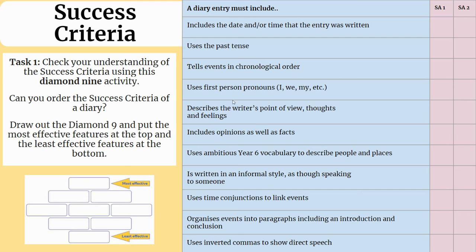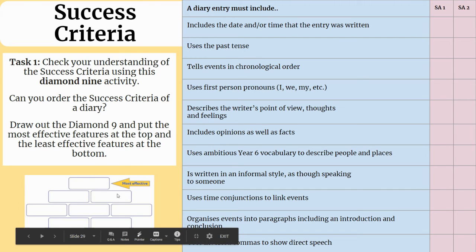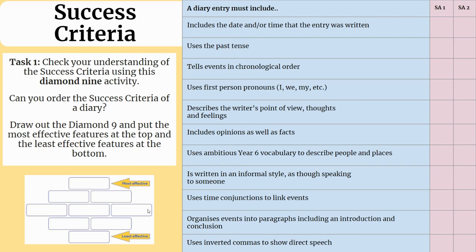So, can you order success criteria of a diary? You need to draw out a Diamond 9, which is this little image here with 1, 2, 3, 4, 5, 6, 7, 8, 9 boxes. That's why it's called a Diamond 9, in the shape of a diamond. And you put the most effective features at the top. So that means the ones that you think are the most important in a diary entry. And then the ones that you think are the least important, you pop at the bottom. Then can you tell us why you've put those in that order? Pause the video now and then come back to me once you've done that.